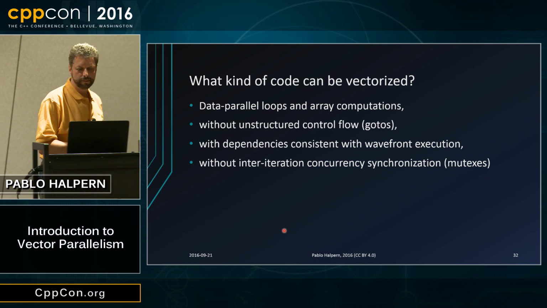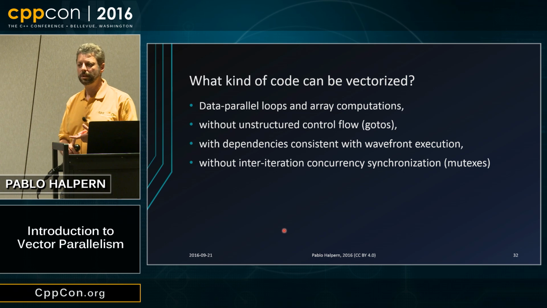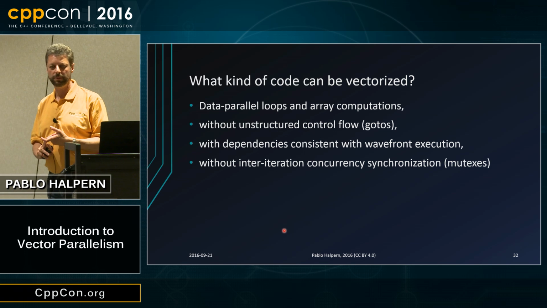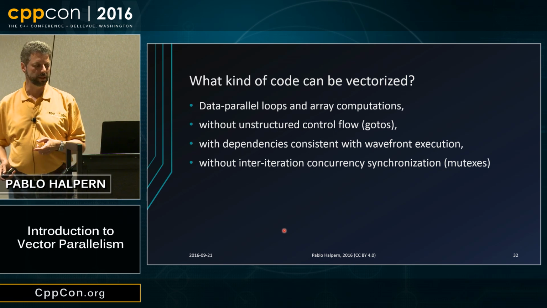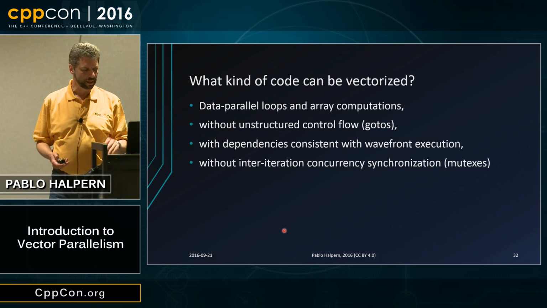Anyway, the kind of code that can be vectorized: data parallel, no unstructured control flow like gotos, dependencies that are consistent with wavefront, and no inter-iteration synchronization, except for some things that we know to be fast, but no mutexes.